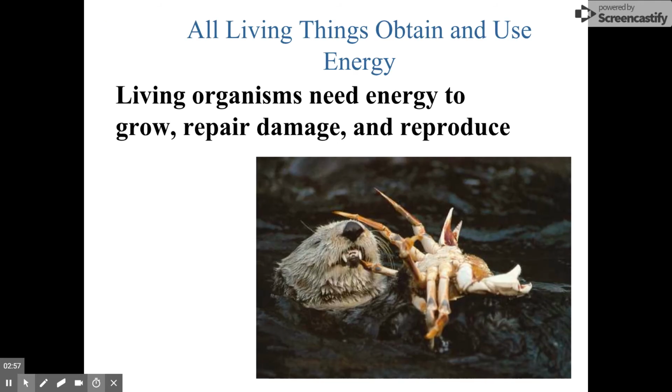Third characteristic is that all living things obtain and use energy. So this adorable little otter here is eating a crab or a crayfish, and he's obtaining energy that was previously stored in the tissue of the organism that he's eating. And we'll learn about how energy transfers and flows through ecosystems and food chains. But organisms use that energy to grow, repair, and reproduce.